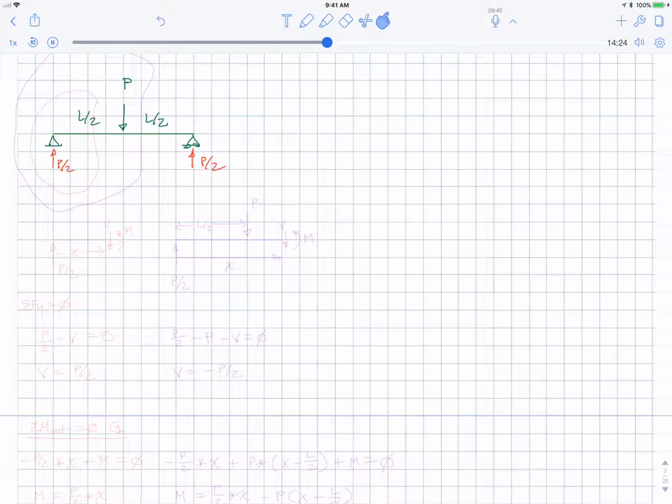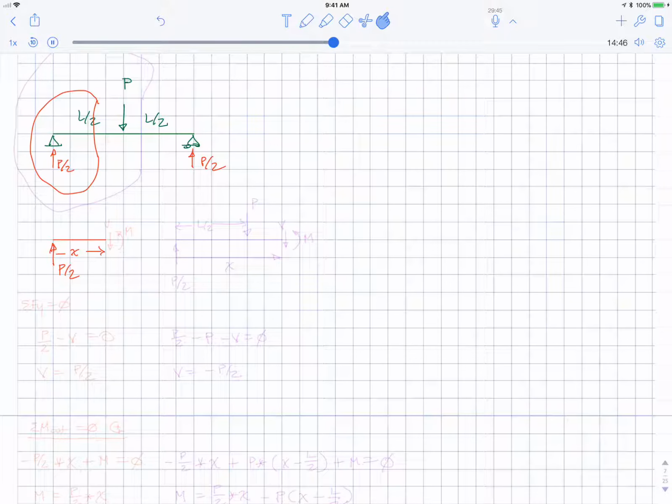I'm next going to take my slice, close the loop, and draw the free body diagram. We've got this piece of the beam. We have this reaction, P over 2, and that load P is not in our loop as we've drawn it. And so here's X.